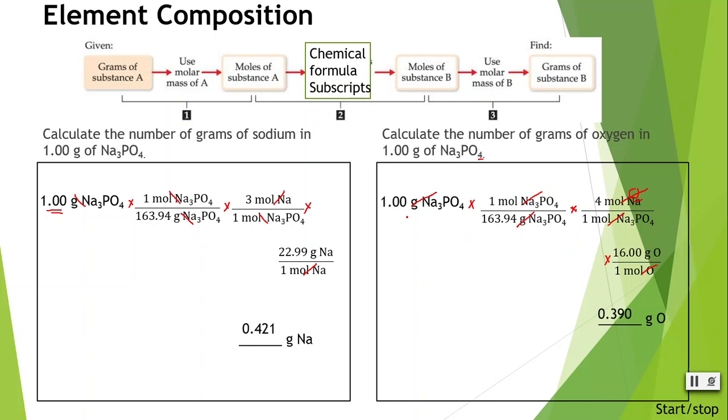So you should feel comfortable being able to do problems where if I give you the mass of a compound, you can find the mass of part of that compound or part of the element that makes up that compound by doing this 2-step or 3-step dance, going from grams of compound to moles of compound, using that compound's molar mass, using the subscripts of the balanced chemical formula to go from moles of compound to moles of the element you're looking for, and then finally moles of element to grams of element using that substance's molar mass.